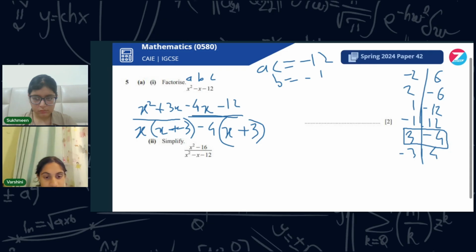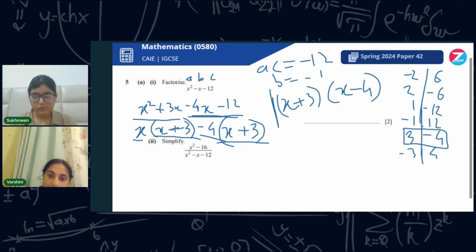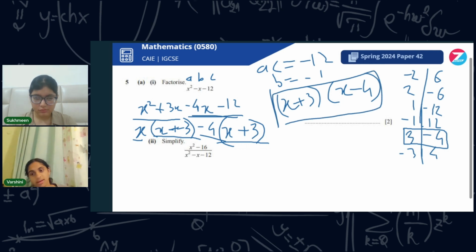And again, we can see over here that these terms in brackets are common. So we can take that out and make this x plus 3 into this term and this term, which is x minus 4. And that is our answer. You can rewrite it again in this line so the examiner knows what your answer is.